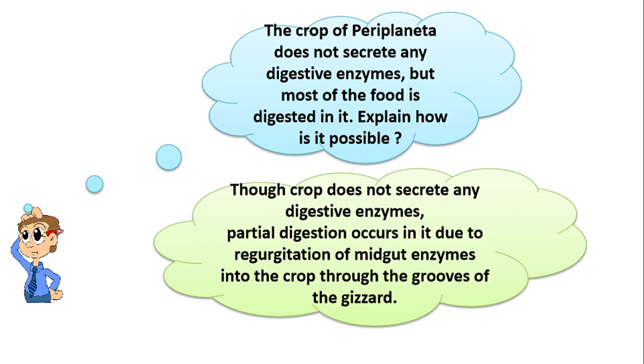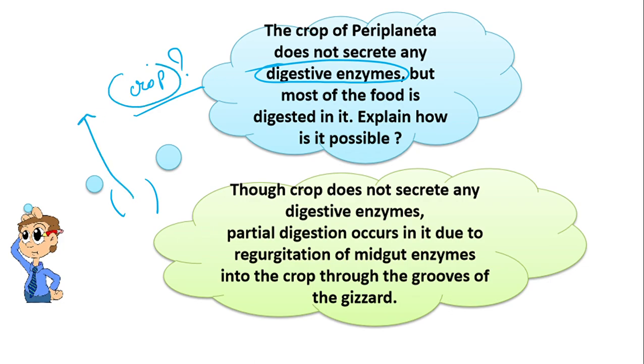Now, the last part of today's topic: the crop of Periplaneta does not contain any digestive enzyme. Still, most of the food is digested over here. How? Just now we studied that the digestive juice from the gizzard is going to enter inside the crop. That's how most of the food is digested in the crop.